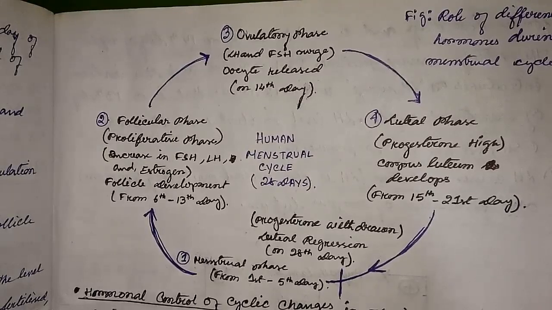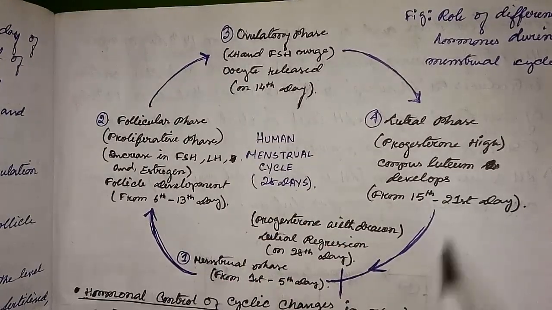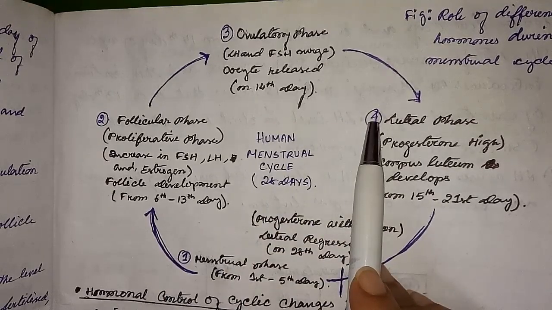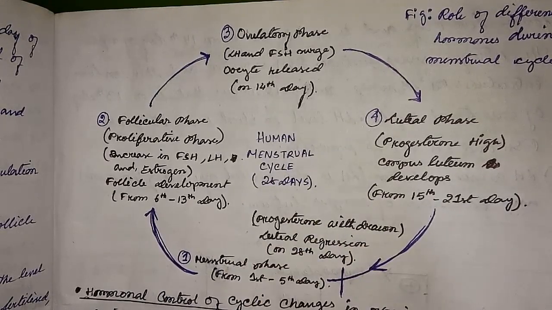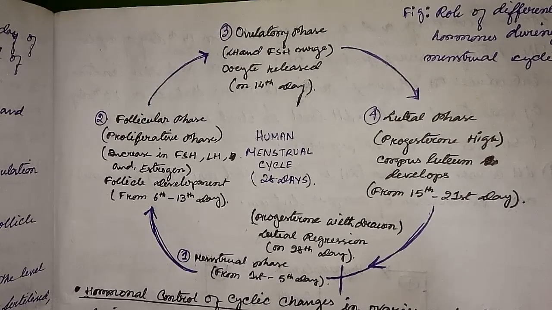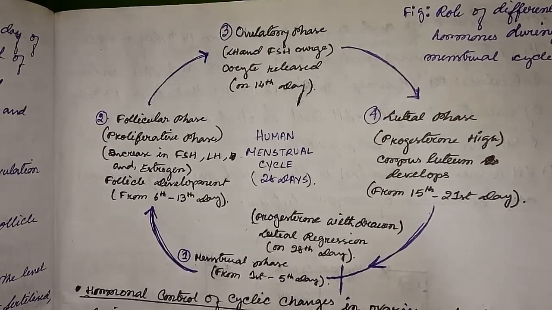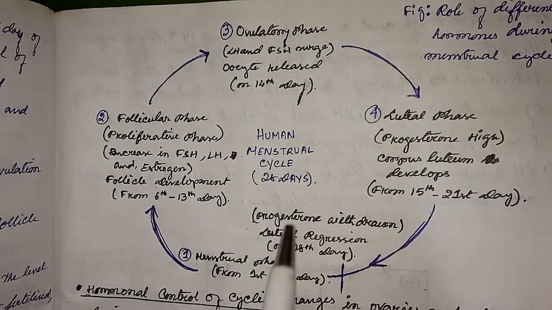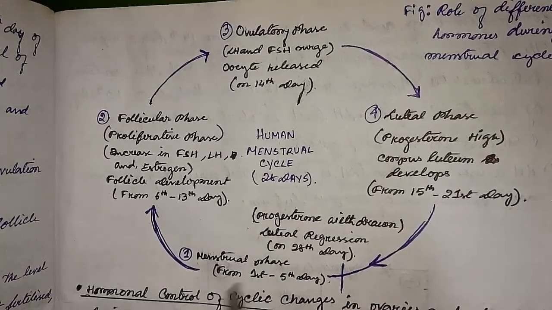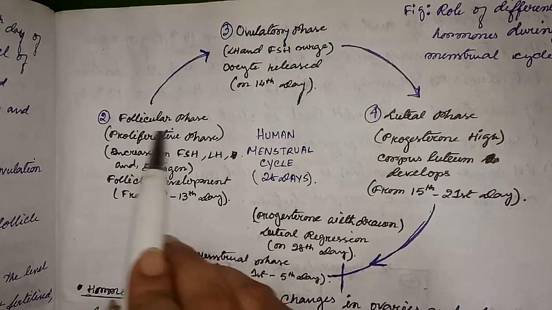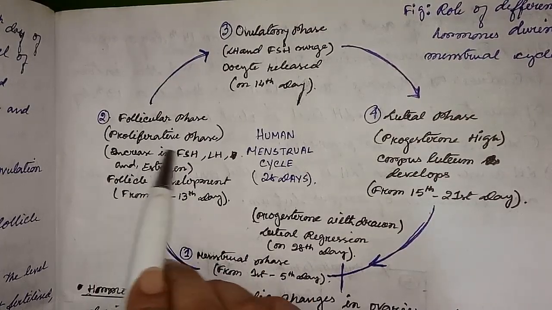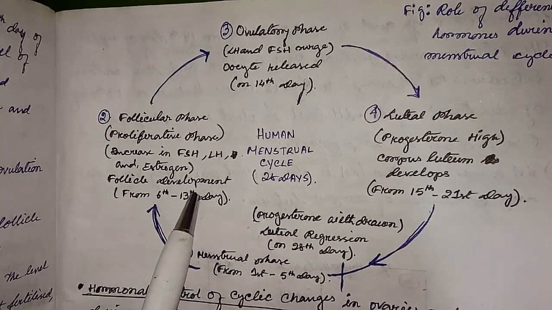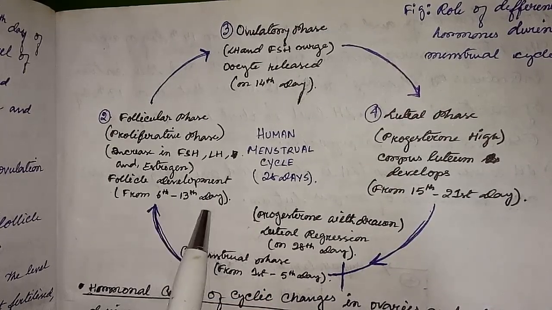Now here is a diagram or graphical representation of the role of different hormones during the menstrual cycle. Okay. Now, it is a human menstrual cycle, 28 days. First, the menstrual phase, from 1st to 5th day. Next, the follicular phase. This is the proliferative phase. Increase in FSH, LH and estrogen. Follicle develops from 6th to 13th day.